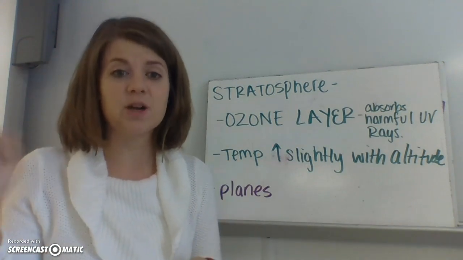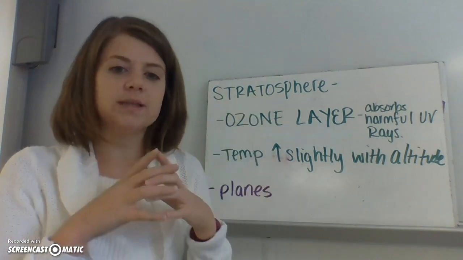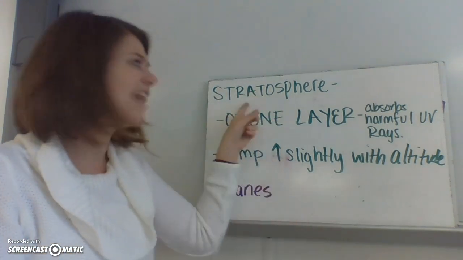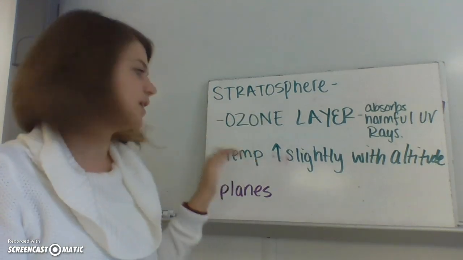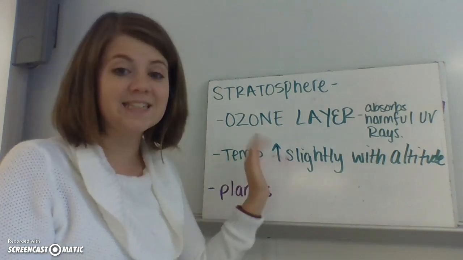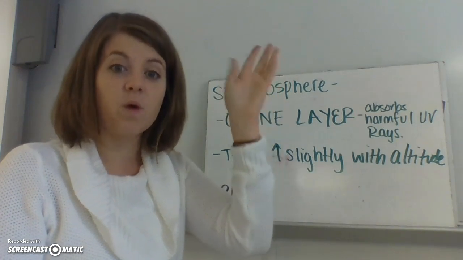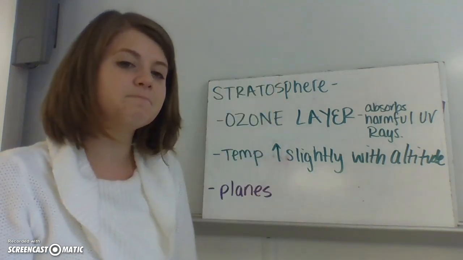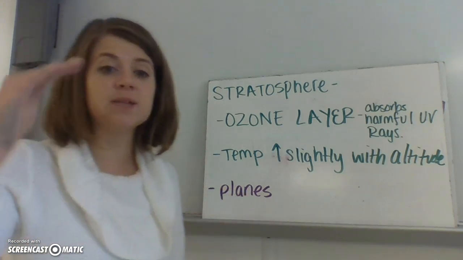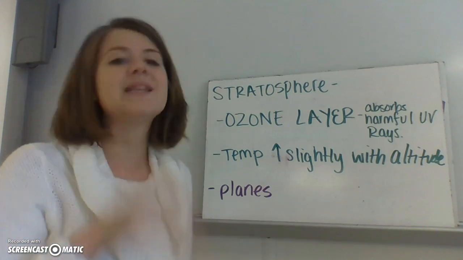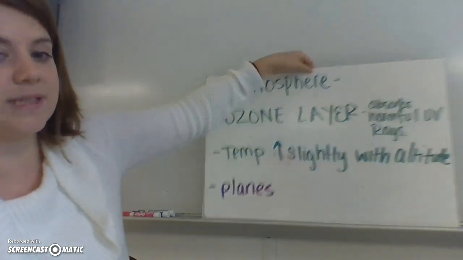Remember to look at the poster up in my classroom, and you can look at the way that the ozone hole is growing. And we find that here in the stratosphere. Now this is a little bit different. In the stratosphere, the temperature rises slightly with the altitude. So as we go up, it actually gets a little bit warmer. Why might that be? Think about that one. We do find planes here, so some planes will fly up into the stratosphere because it's a little bit less of a rocky pathway. It's a little bit more stable.